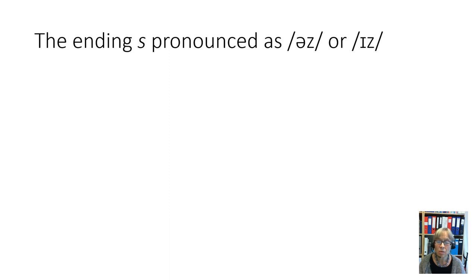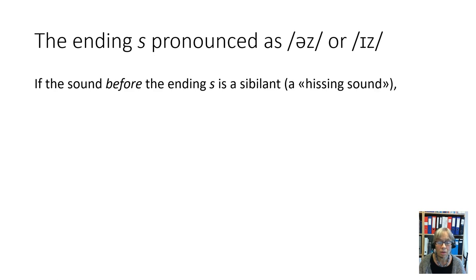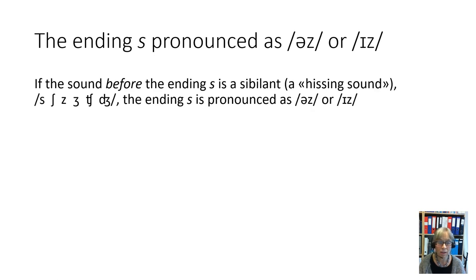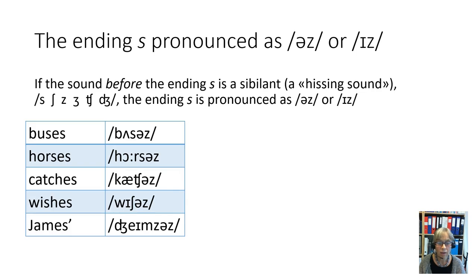Sometimes the ending S is pronounced as Iz. This happens if the sound before the ending S is a sibilant or a hissing sound. Hissing sounds are these: S, Sh, Z, Zh, Ch, J. And you get one bus, two buses, one horse, two horses, a catch, or I catch, he catches, or one catch, two catches, one wish, wishes, James's.